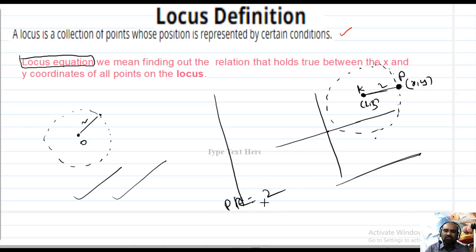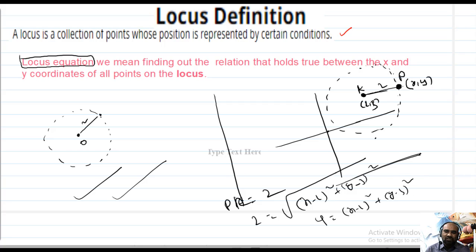So PK equal to 2. The distance between a point and another point, you know how to find. So 2 equals root over (x minus 2) whole square plus (y minus 3) whole square. Or another way I can say that 4 equals (x minus 2) whole square plus (y minus 3) whole square. So this is called the locus equation.